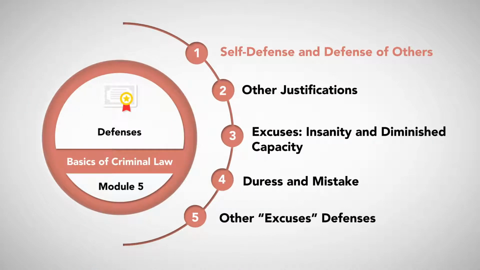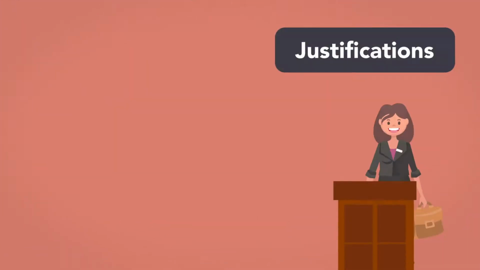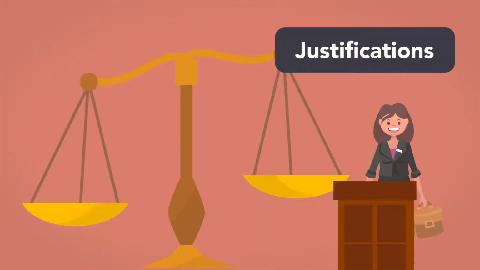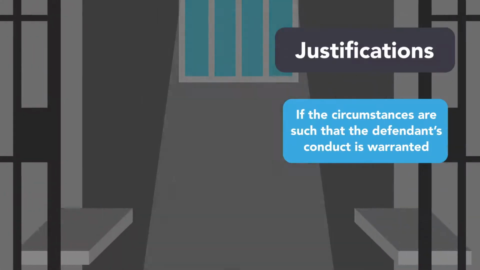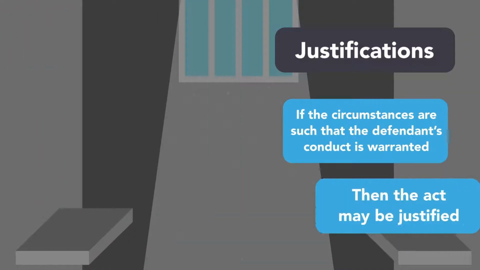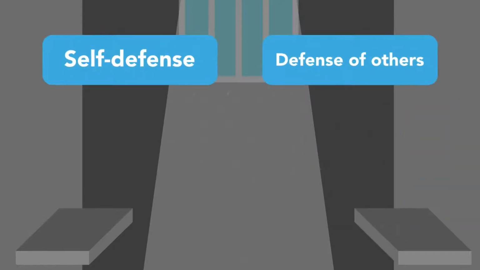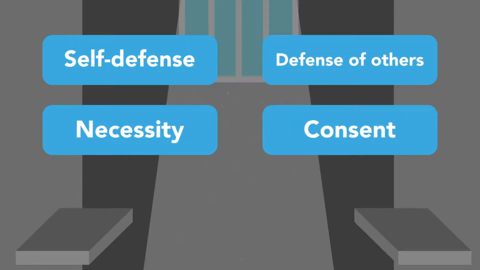Self-defense and defense of others. Justification defenses are those where a defendant claims that the positives of the act outweigh the negatives. If the circumstances are such that the defendant's conduct, which would otherwise be criminal, is warranted, the act may be justified. Justification defenses include self-defense, defense of others, necessity, and consent.